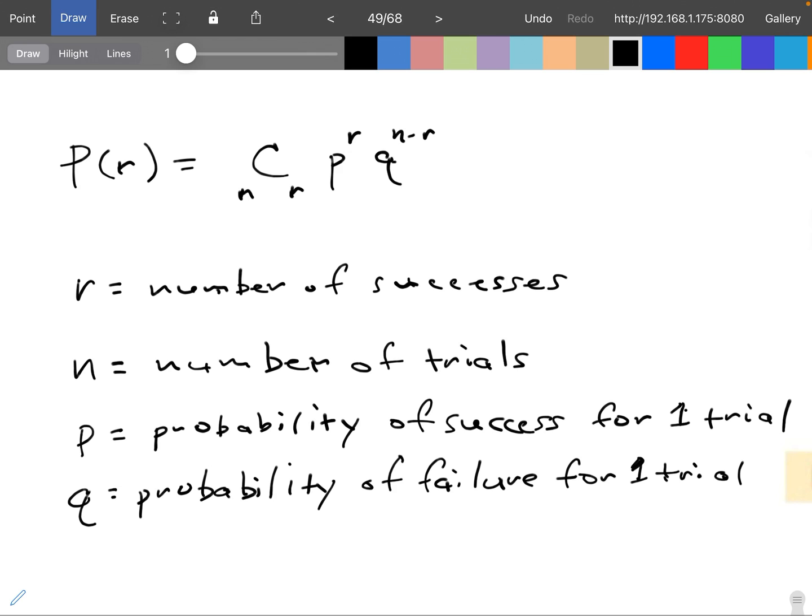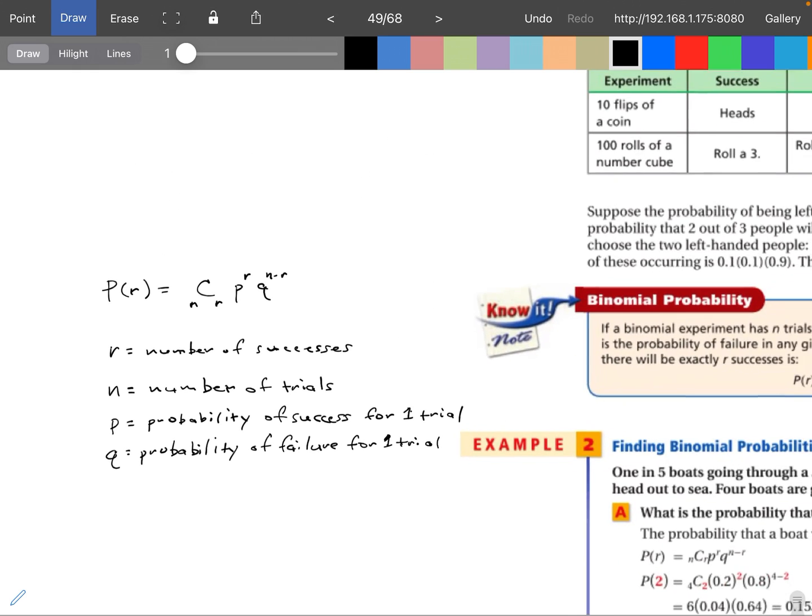All right, so that defines all the letters there. So keep all that in mind. So R is the number of successes, N is the number of trials, P is the probability of success for one trial, and Q is the probability of failure for one trial. You guys good with that? Everybody got it? All right, well, let's look at a problem then.